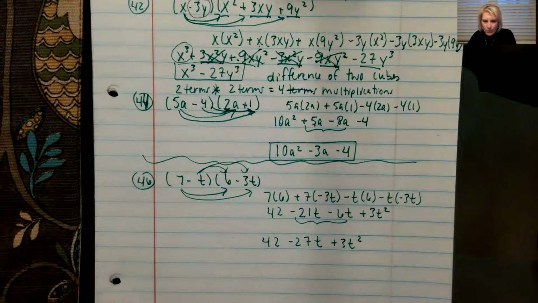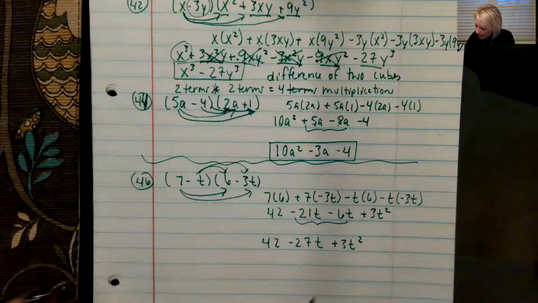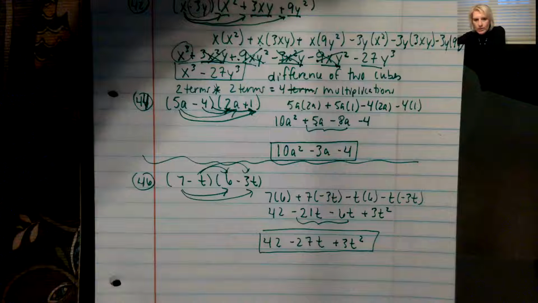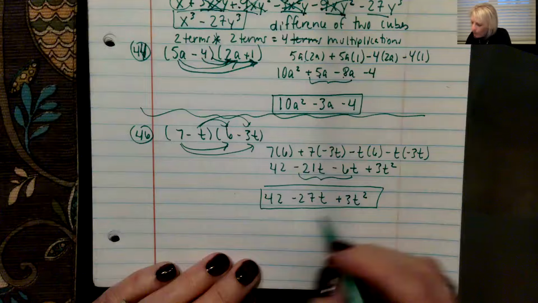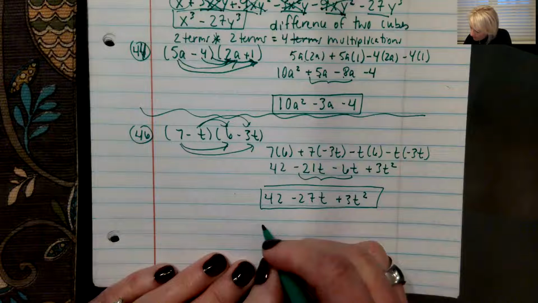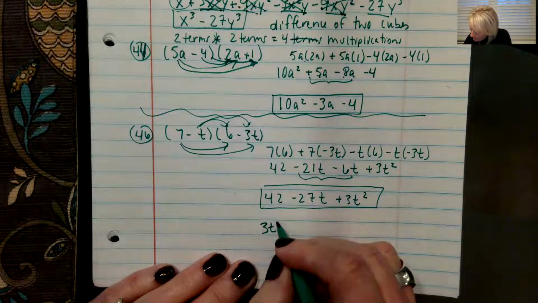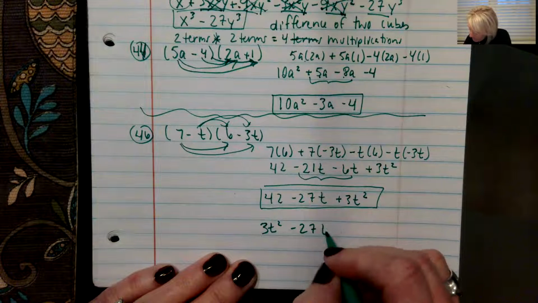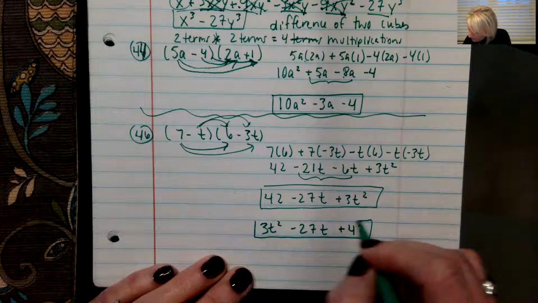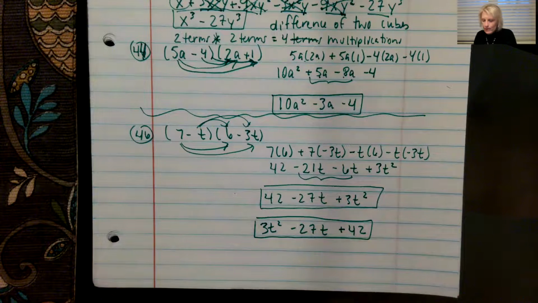And I like to write, this is a fine answer. I like to write my variable terms first. So I would switch this around, going with my highest exponent, descending. So 3t squared minus 27t plus 42 is what I would do there. Either of those would suffice.